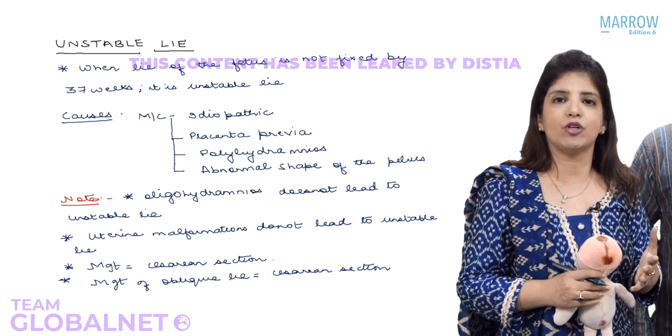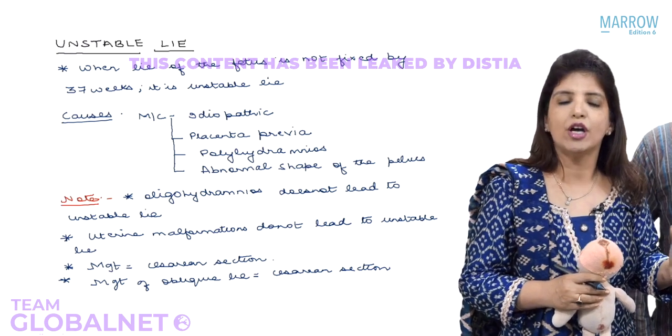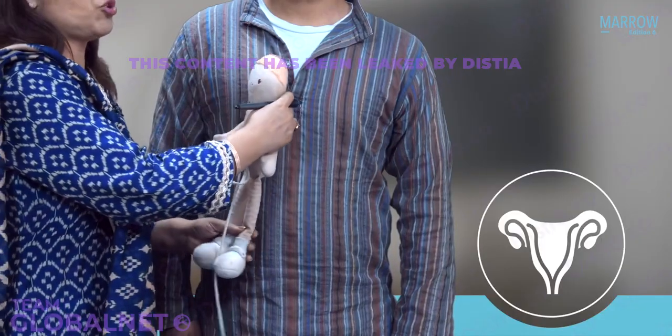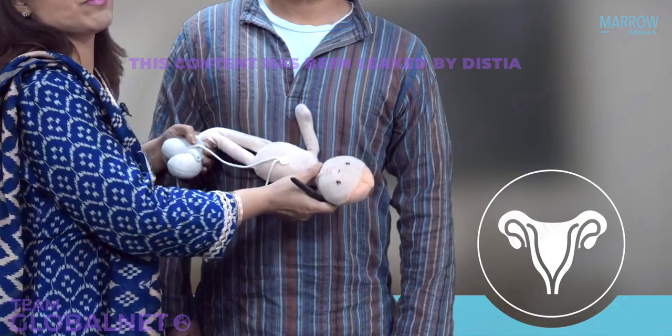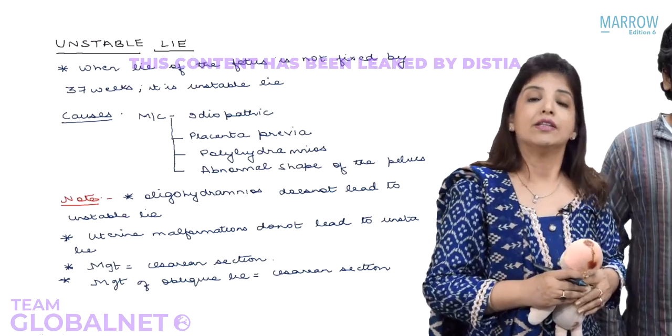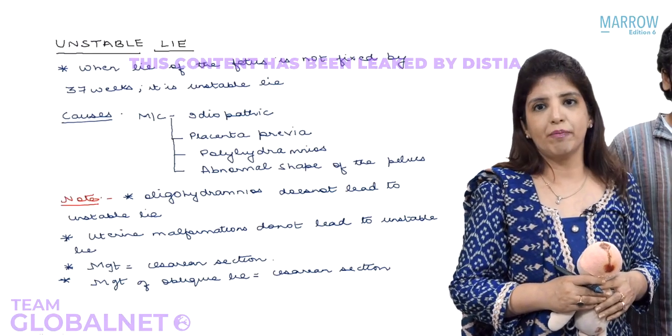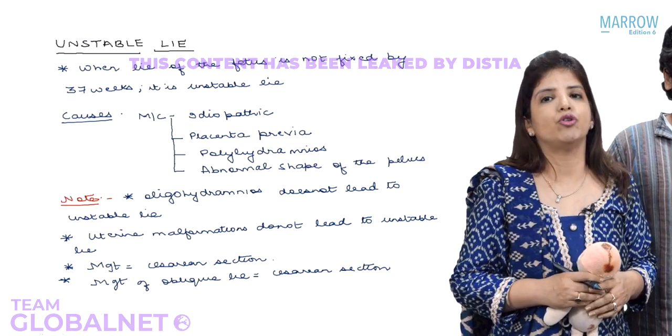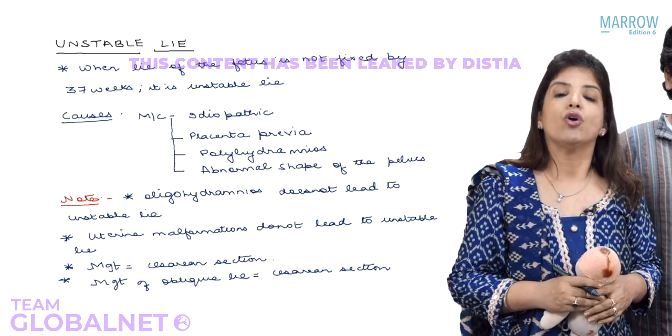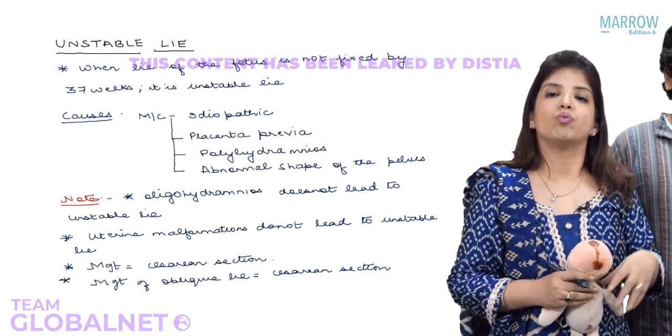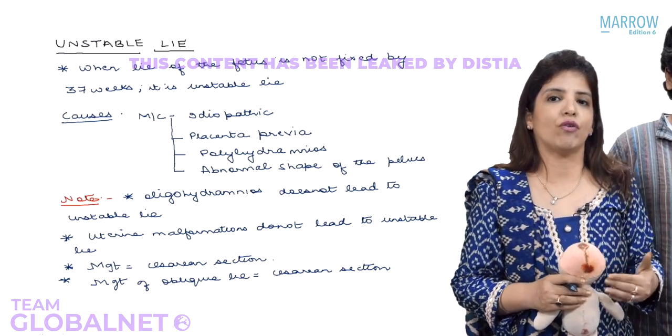In polyhydramnios, there is excessive amniotic fluid. So sometimes the baby becomes longitudinal, sometimes it becomes oblique, sometimes it becomes transverse lie. Then it can also be due to placenta previa, or it can be due to abnormal shape of the pelvis. What I want you to remember is what are not the causes of unstable lie.